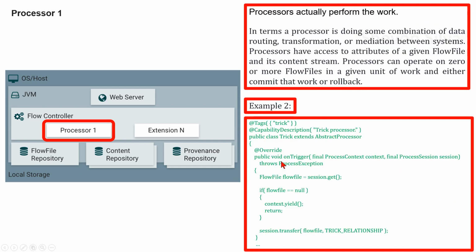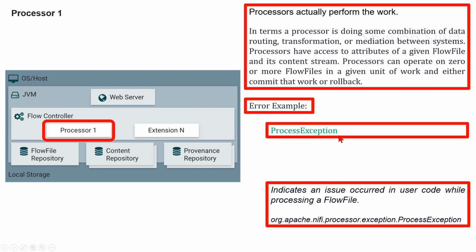As an example, we can consider this code segment. Here you can see this class is extending abstract processor and it's overriding the onTrigger method. As an exception example, we can consider this one, ProcessException, which indicates an issue occurred in user code while processing a flow file.